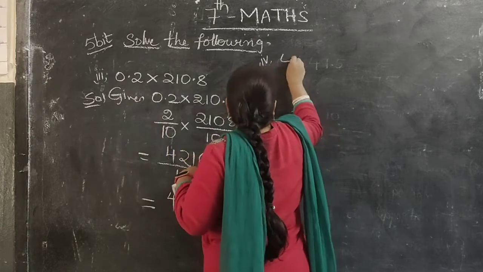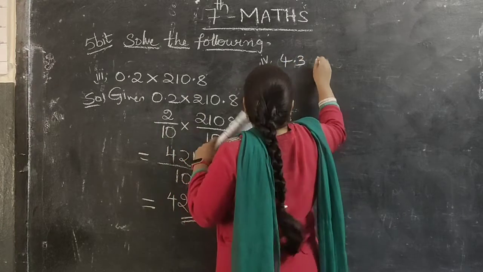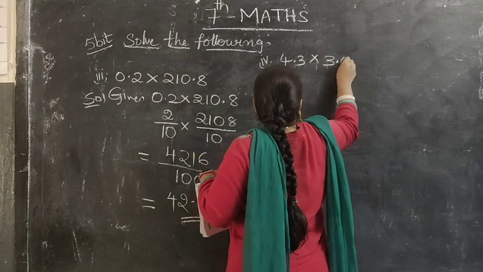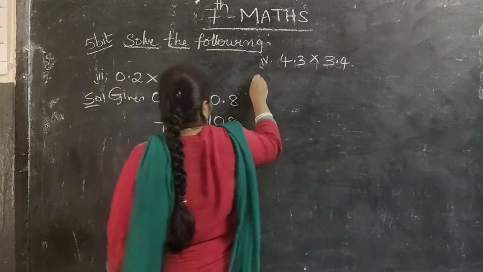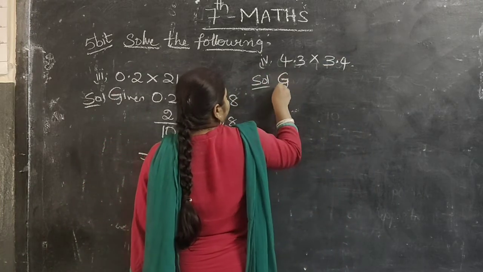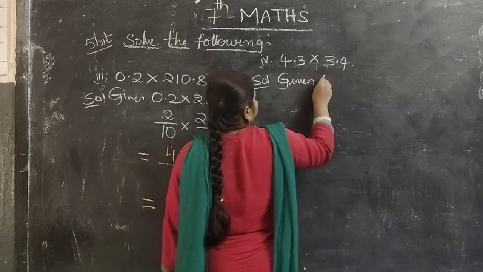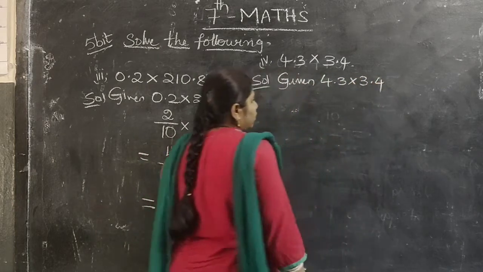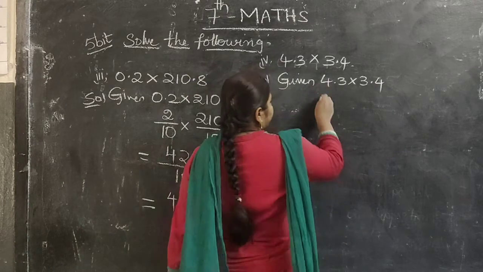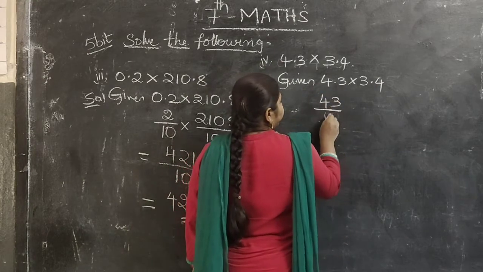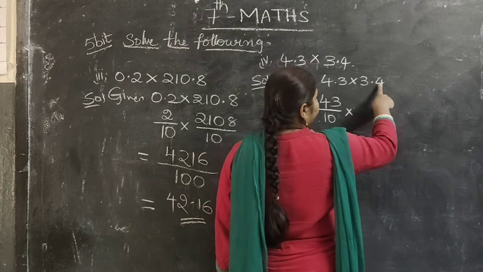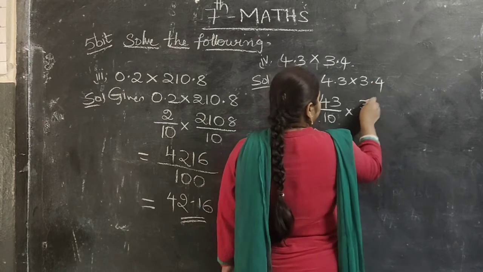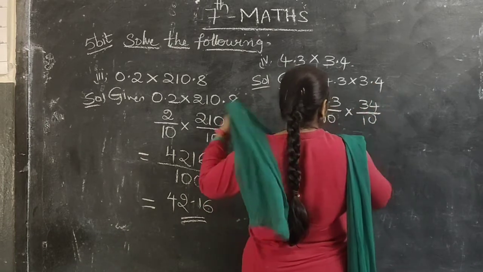Fourth one, 4.3 into 3.4. So given 4.3 into 3.4. After point we are having only one digit. So we will get 43 by 10 into. Here also after point we are having only one digit. That will be 34 by 10.